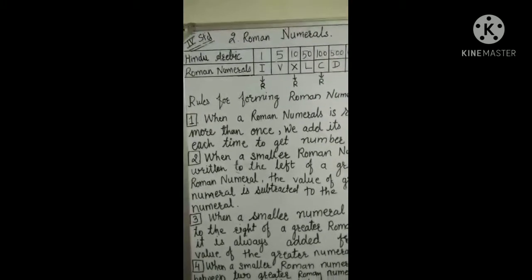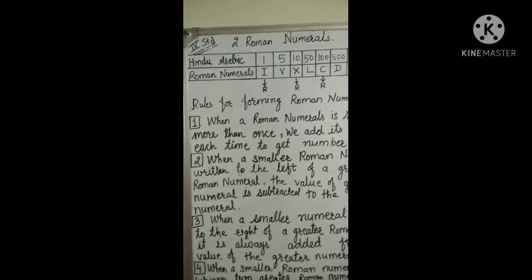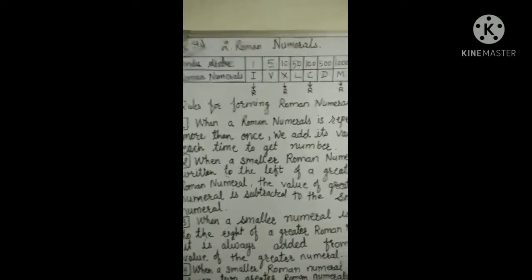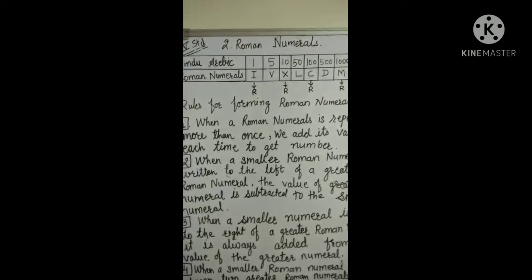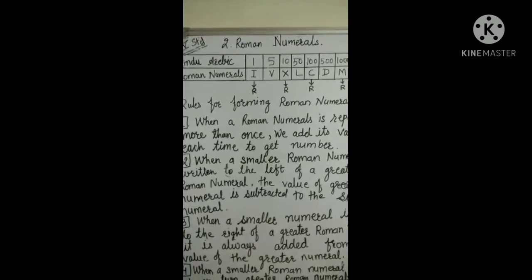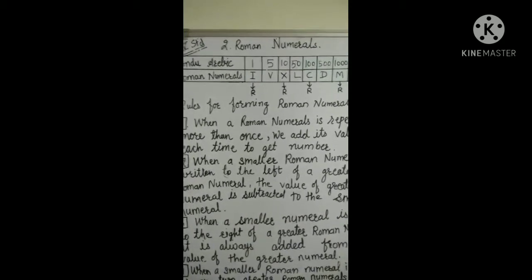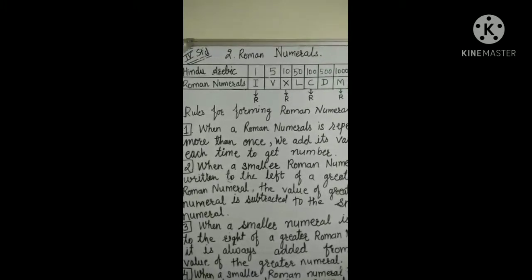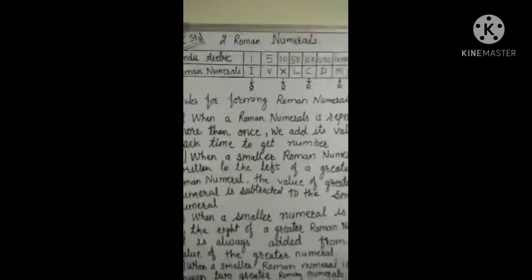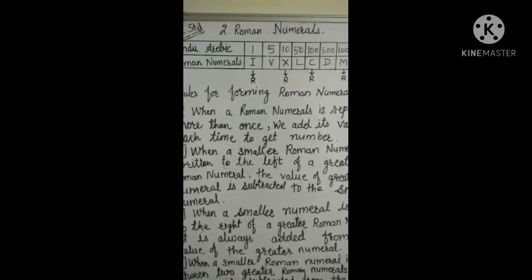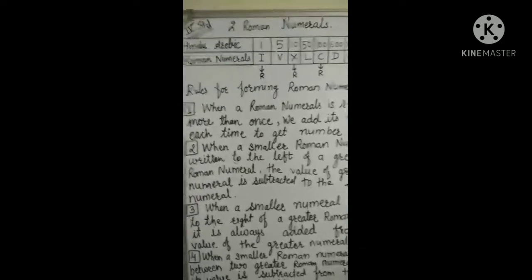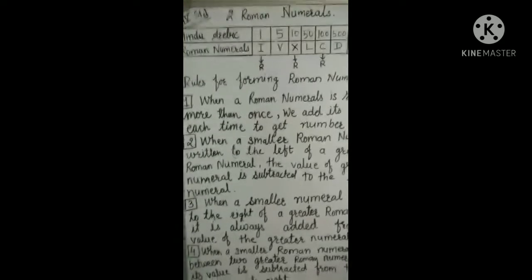Up to now, you learned about the Hindu Arabic numbers. These Hindu Arabic numerals are made from the digits 0 to 9. These 10 digits are used to write whatever numbers you want. Just like that, 960 is written by using the digits 9, 6 and 0. Today we will learn how to write and read Roman numerals.